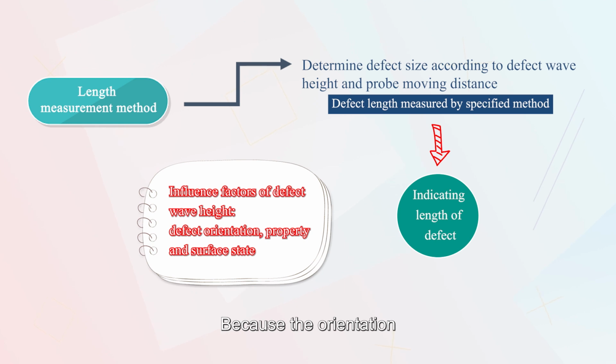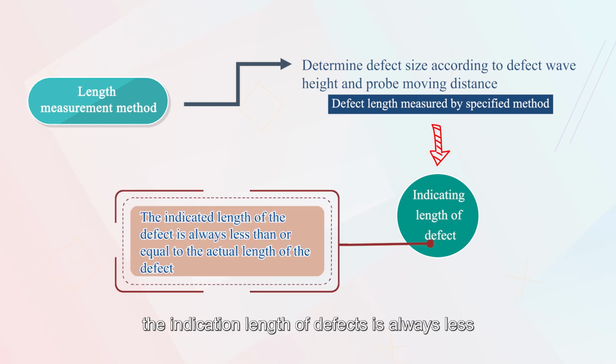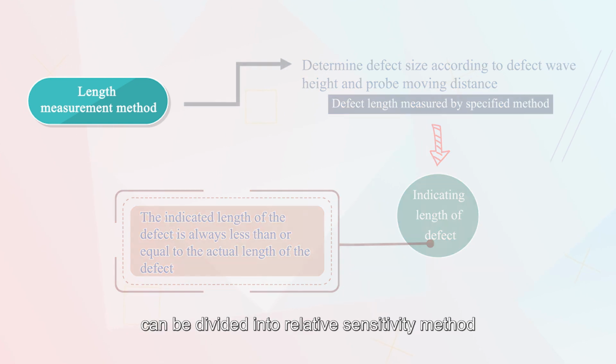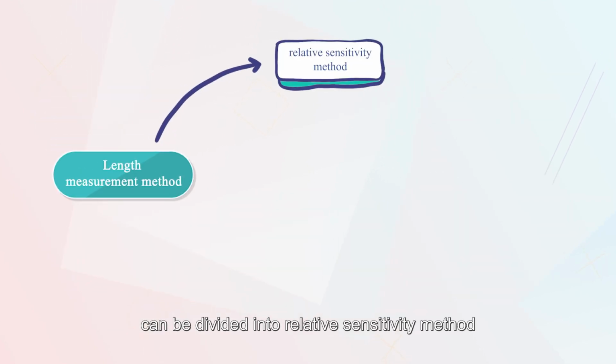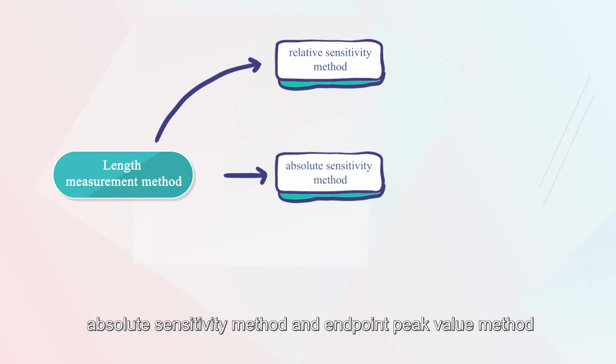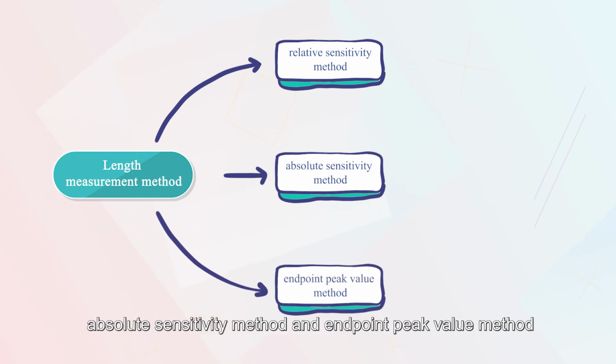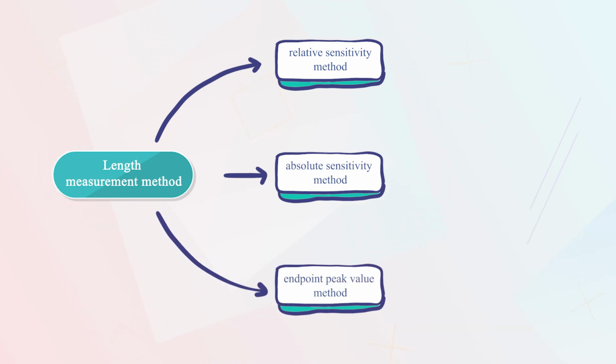Because the orientation, property, and surface state of defects in the actual workpiece will affect the echo height of defects, the indication length of defects is always less than or equal to the actual length of defects. According to different sensitivity standards, when measuring defect length, measurement methods can be divided into relative sensitivity method, absolute sensitivity method, and endpoint peak value method.